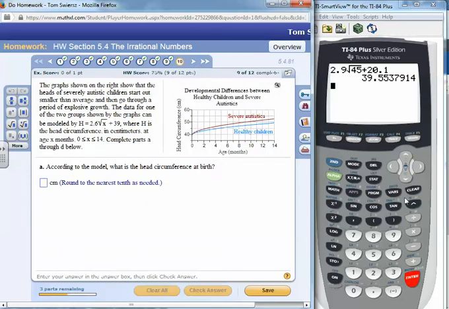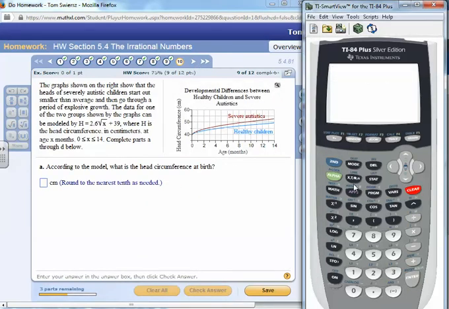Let's look at problem number 10. The graph shown on the right shows that the heads of several autistic children start out smaller than average and then go through a period of explosive growth. The data for one of two groups shown by the graph can be modeled by h equals 2.6 times the square root of x plus 39, where h is the head circumference in centimeters at age x months from 0 to 14. Complete parts A through D.